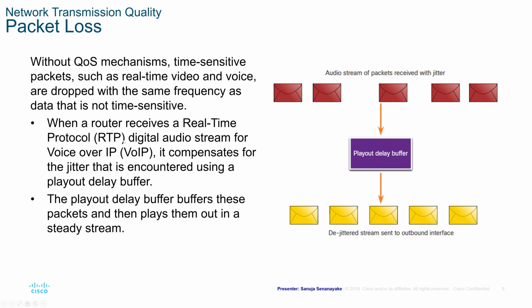So when the Real-time Transport Protocol (RTP) is implemented for a digital audio stream such as voice over IP (VoIP), it compensates for the jitter that is encountered using the playout delay buffer. Basically, let's say you have an audio stream that's being received with jitter, so it's coming in at different intervals. The playout delay buffer is going to make sure that it's de-jittered and sent out to the outbound interface in the correct sequence. So that's what RTP is going to do for VoIP.